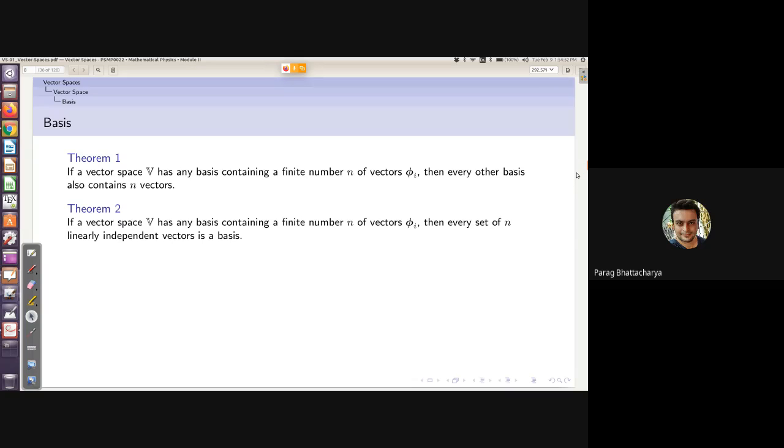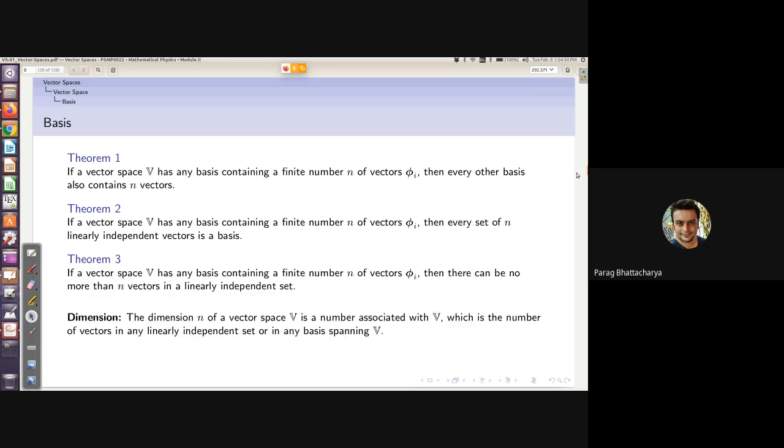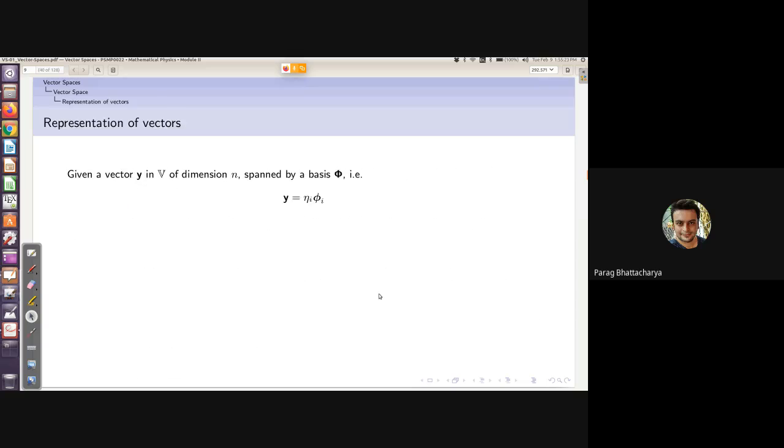Okay, so please remember, memorize these 3 theorems. So how do you find out the dimension? It is the number of vectors in any linearly independent set or in any basis which spans the vector space V. So that is going to give you the dimension. If a vector space has a finite n, it's an n dimensional vector space. If it is a non-finite value of n, then it's an infinite dimensional vector space. So it's possible to have an infinite dimensional vector space.